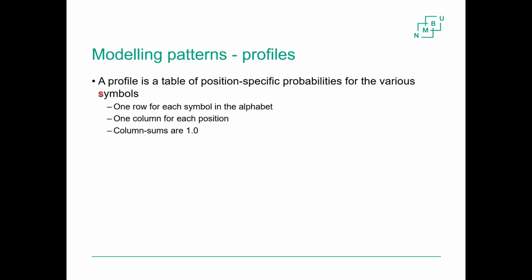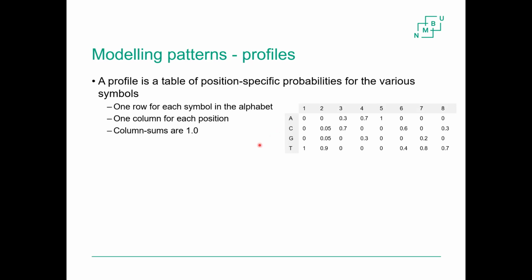What is a profile? A profile is simply a table of position-specific probabilities for the various symbols. So one row for each symbol in the alphabet, which means in our case 4 rows, A, C, G, and T. One column for each position in the pattern, in the sequence alignment, right? And the columns are probabilities summing to 1, actually. So here is an example of such a profile.